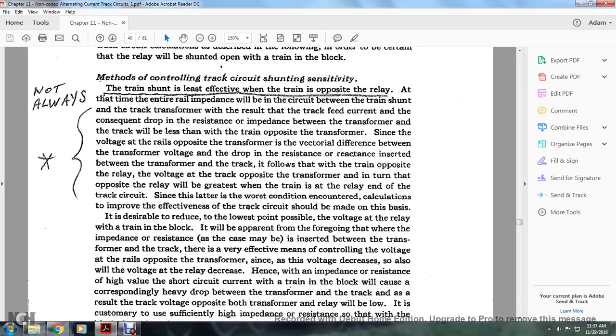Not always. This is a note somebody copied on there. I don't know what it is. It's a star.